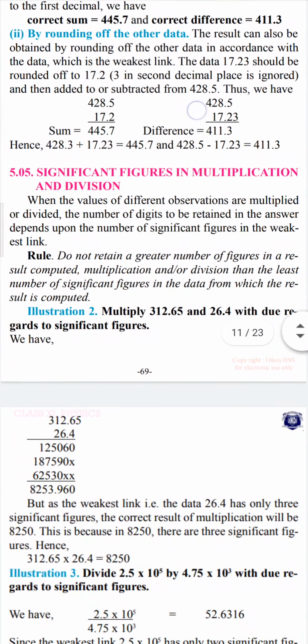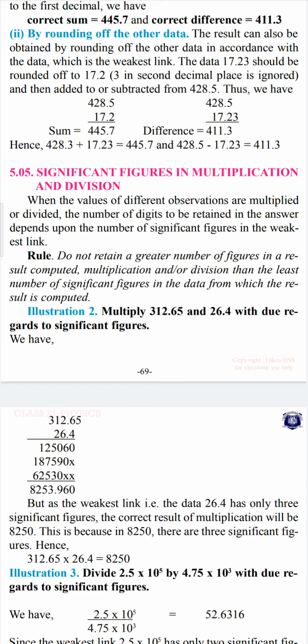2. By rounding off the other data. The result can also be obtained by rounding off the other data in accordance with the data which is the weakest link. The data 17.23 should be rounded off to 17.2, as the second decimal place is ignored, and then added to or subtracted from 428.5. Thus, we have correct sum equals 445.7 and correct difference equals 411.3. Hence, 428.5 plus 17.2 equals 445.7 and 428.5 minus 17.2 equals 411.3.